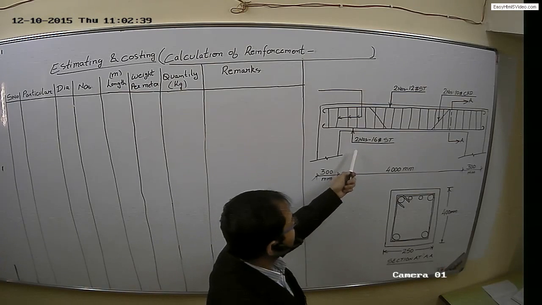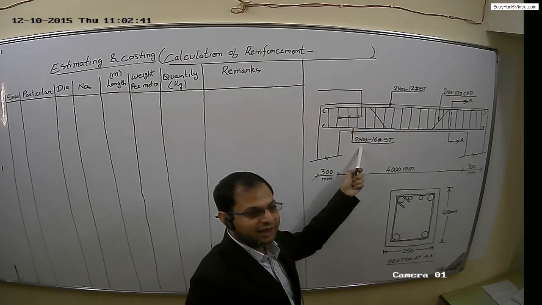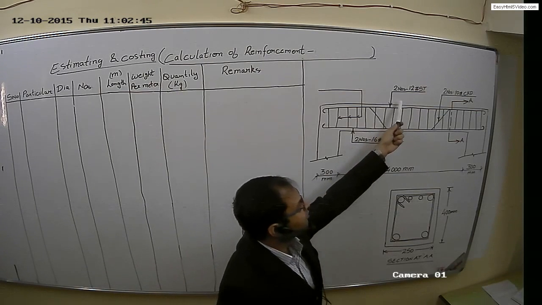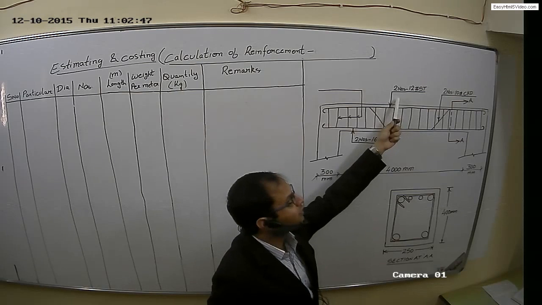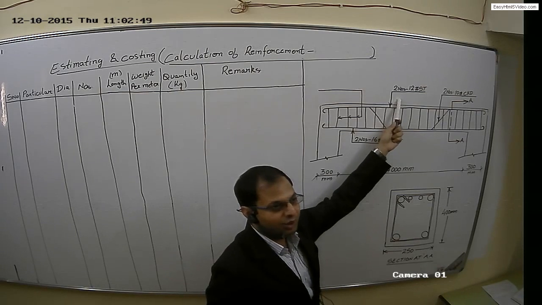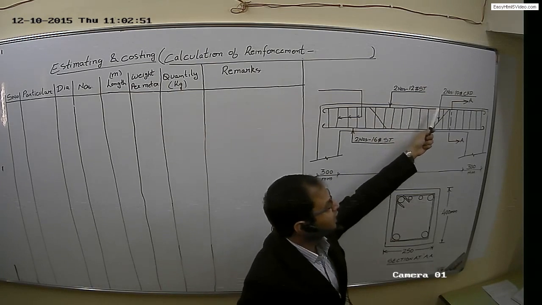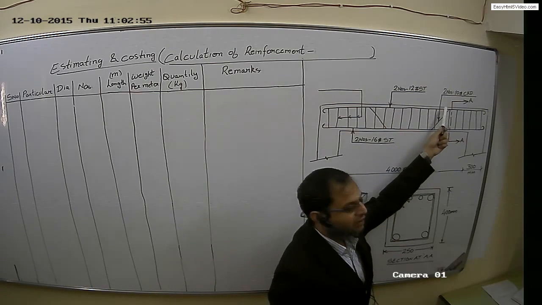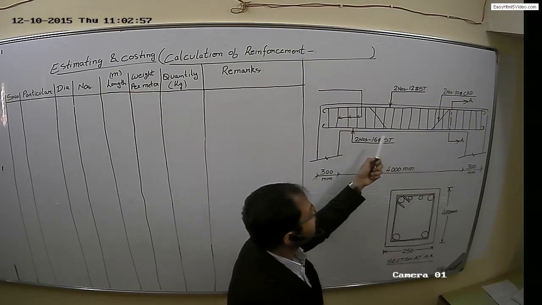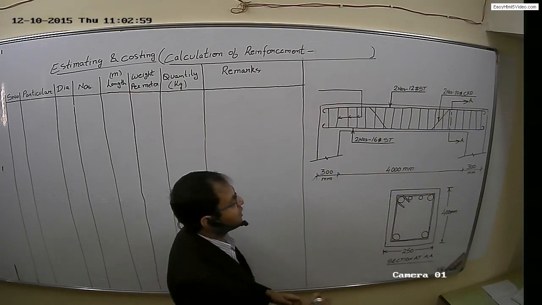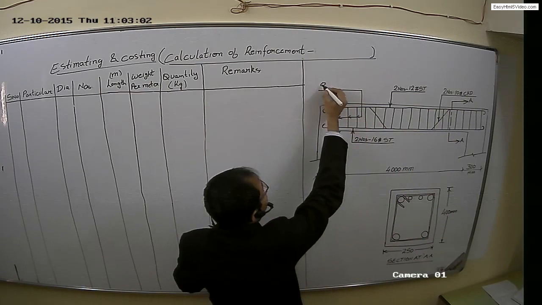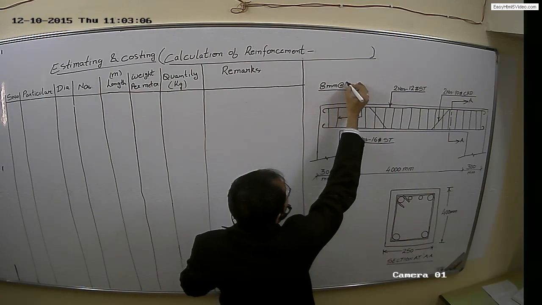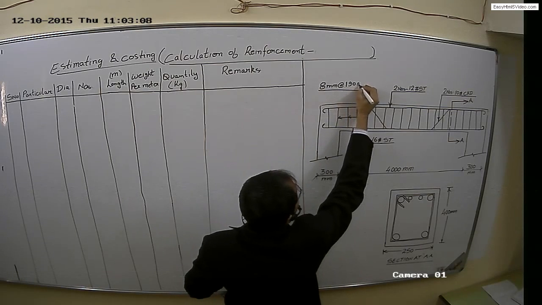About the reinforcement, there are two number 16 mm dia steel bars in bottom, two number 12 mm dia bars on top fiber. Then there are two number 10 mm dia cranked, we can say bent up bars, and again there are stirrups of 8 mm dia at 190 mm center to center.